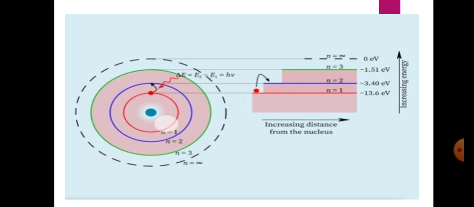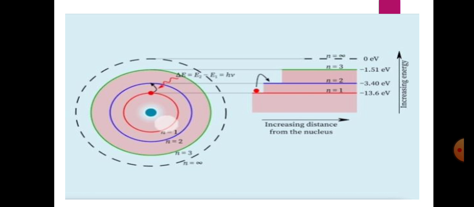As you can see on your screen, this is the atomic structure. In the center, protons and neutrons are present, and electrons revolve in a fixed circular path called an orbit or energy level. If n is equal to 1, the distance of the electron from the nucleus is low, and that's why its energy is low compared to n is equal to 2. N is equal to 2 has higher energy than n1, meaning it has a higher distance compared to n1.